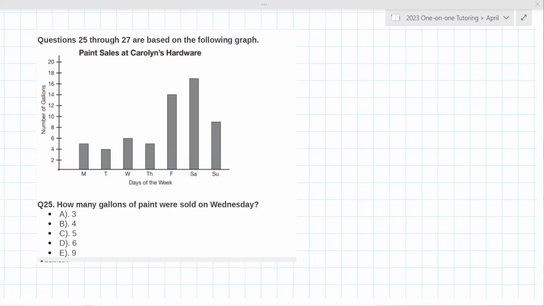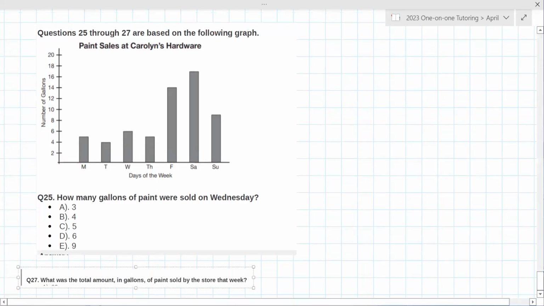What do you see there? 6. Yeah, so that's pretty straightforward, right? I'm surprised that they would ask that question, but here's another one that they might ask, which is how many were sold for the entire week.